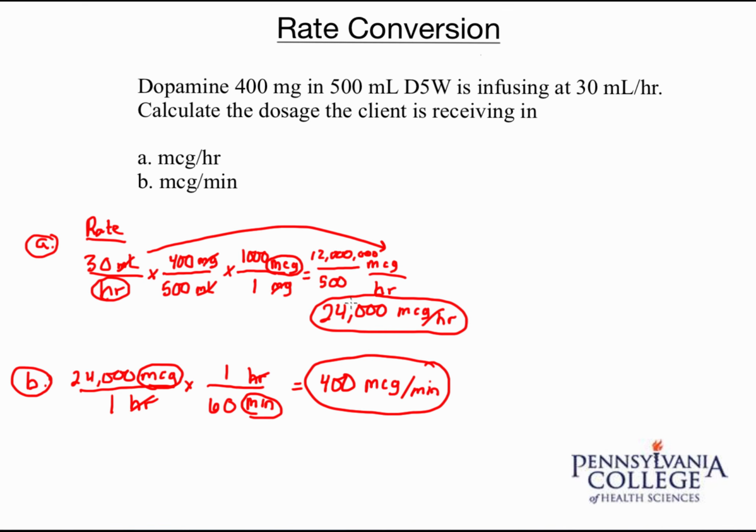You could have also started over. Knowing 30 milliliters per hour, you could have started with that, then converted the milliliters into milligrams, milligrams into micrograms, and hours into minutes. You could have certainly done that, similar to what we did in Part A. But since we already were pretty far along after completing Part A, we knew micrograms per hour, we only needed to do one additional step in Part B.